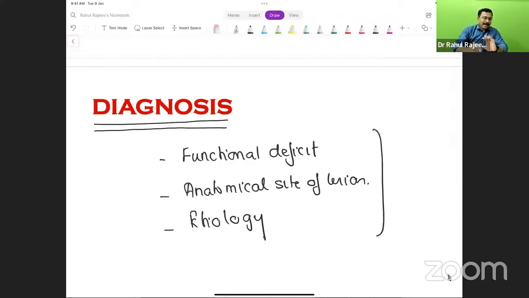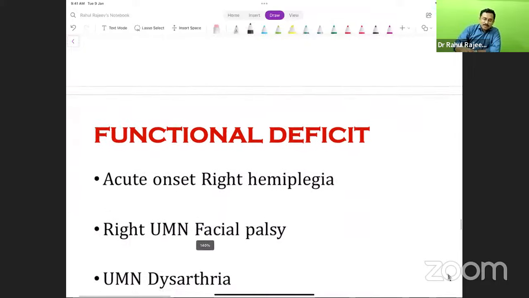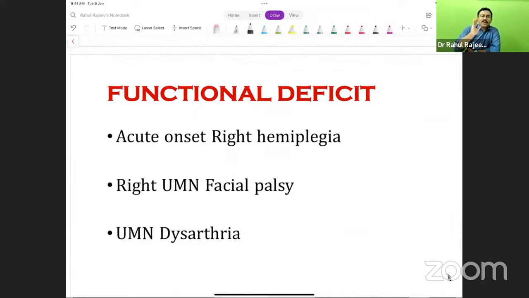Now you tell me, I'm going to ask you a question. What is the functional deficit in this patient? Let's go to the history and then see what are the functional deficits. Well, the patient has got an acute onset right hemiplegia. Well, it started with lower limb, then upper limb. That's fine. But what is the functional deficit? Now, acute onset right hemiplegia.